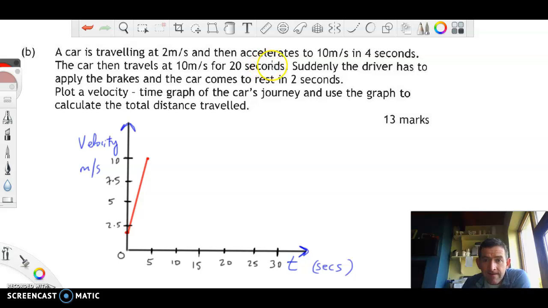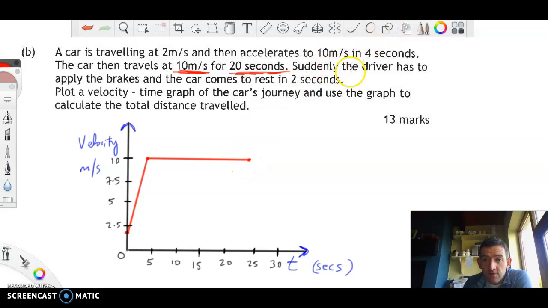And then what happens? The car then travels at this new velocity, 10 meters per second, for 20 seconds. So that's 4 plus 20 will bring us up to 24. So we'll be up almost at 25. We'll be about there. So again, I'm going to get my straight line tool here. The car is cruising along for 20 seconds at 10 meters per second. So that brings us up to the 24th second in our little world here.